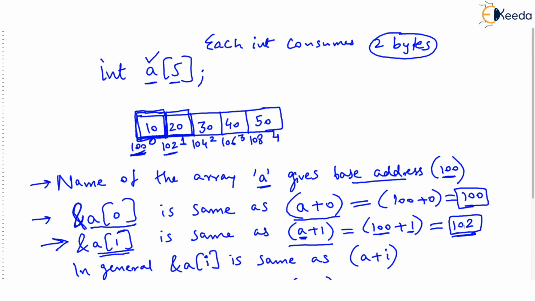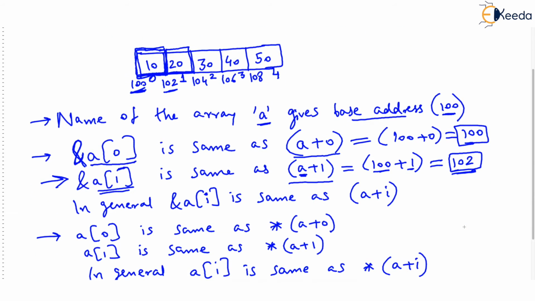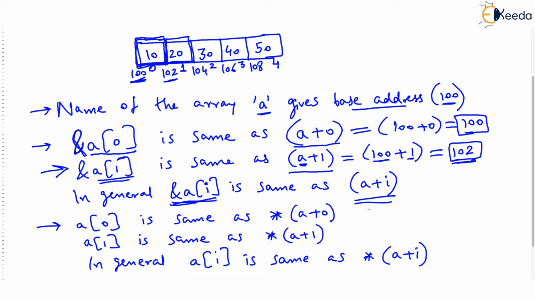So in general, if you want the address of any ith element, then you write ampersand AI. But this is same as A plus I. I hope you are revising the facts with me before we learn 2D array. Now what if I remove that ampersand symbol and suppose I want the value of A0? That means I want to know what is stored at the 0th location. Till now I was just searching for address. What if I want to know what is stored over here at A0?